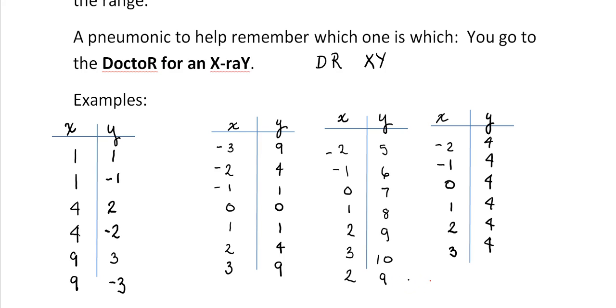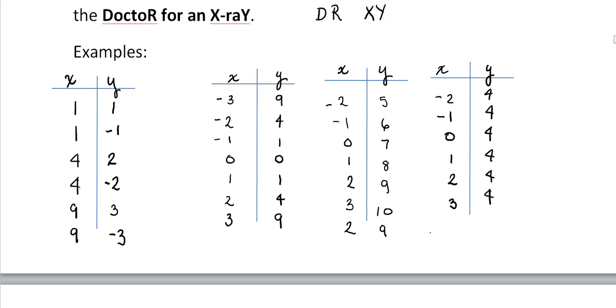All right, so let's take a look at some relations here and decide whether or not they could be a function. If it's only a relation, we're going to call it a relation. If it's a function, rather than saying it's both a function and a relation, we're just going to call it a function, but just realize that it is actually both.